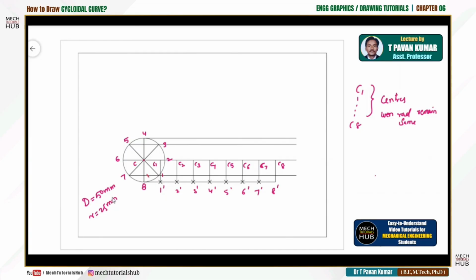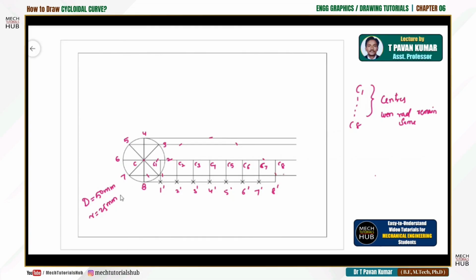Similarly, the same radius will remain, no need to change the radius. C2 as center, cut the second line. C3 third line, C4 fourth line, C5 this line, because here on this line you could see the third intersection as well as the fifth intersection, because these two points are colliding with each other. Similarly 6-2 will come on the same line, 7-1 on the same line.